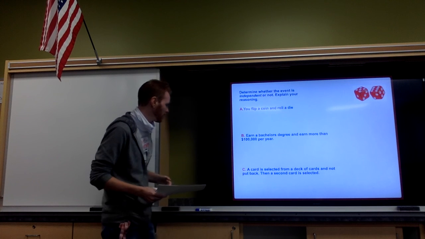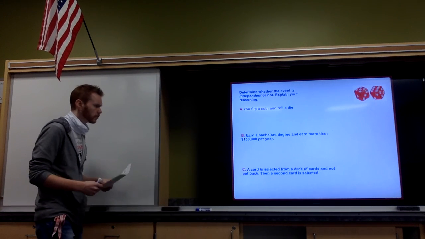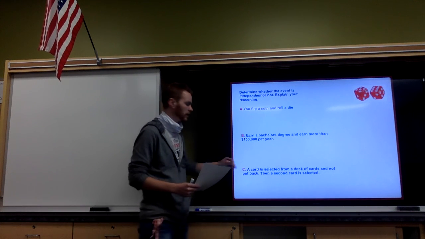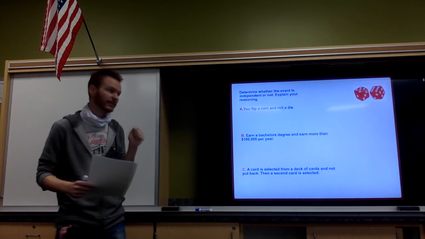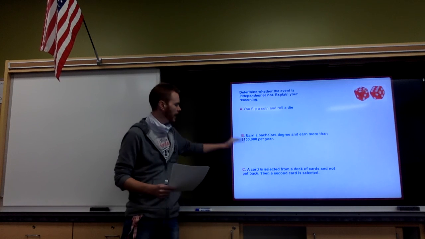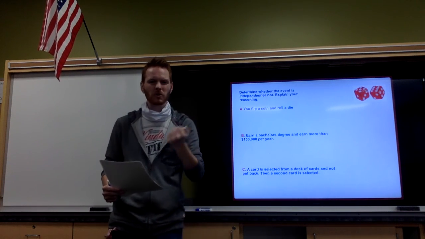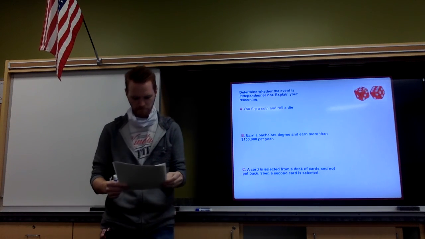And then for the last one, a card is selected from a deck of cards. You don't put the card back, then you draw another card. That one would be dependent because I have less to choose from the second time I draw. Now A and C, I didn't realize I put those on there, so I used those examples again, but still, it's there for you, a good solid example.